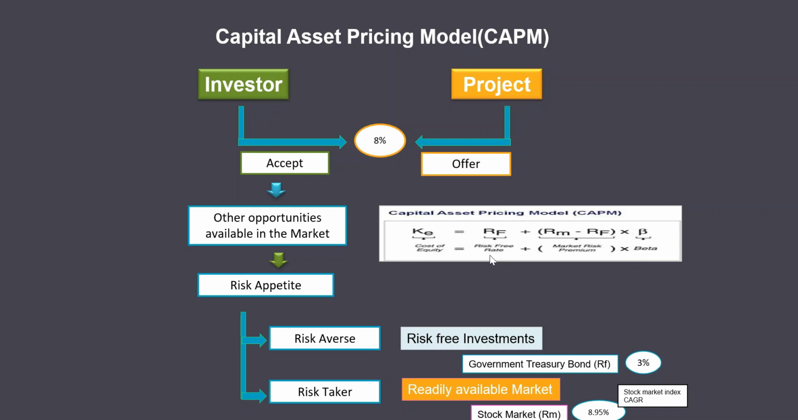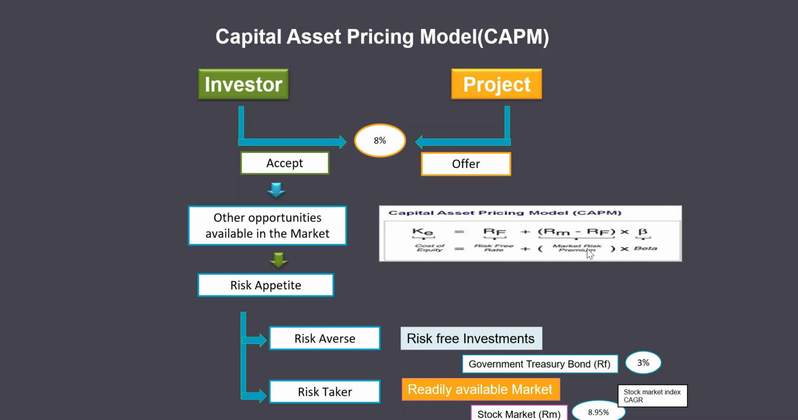This formula has basically the risk-free rate, which is represented by RF, and the market return, which is represented by RM, and the risk-free rate of return, which is represented by RF again, and the beta factor. Beta means the risk factor. The risk factor is associated with a particular industry, so it varies depending on the industry.